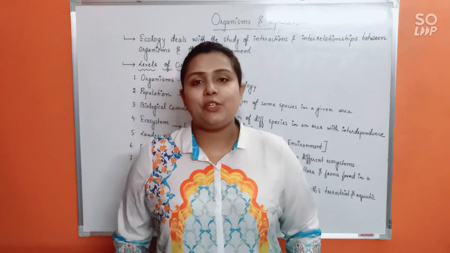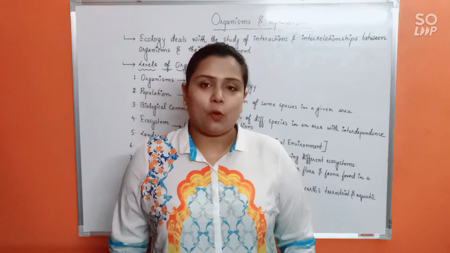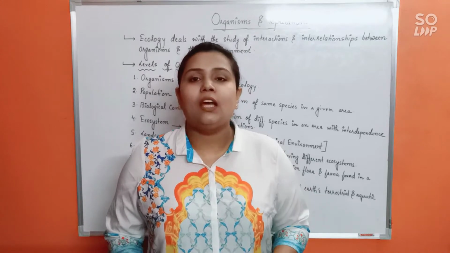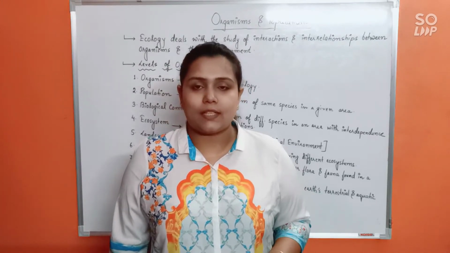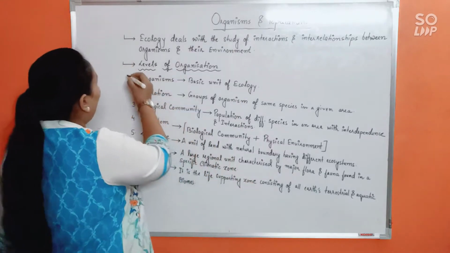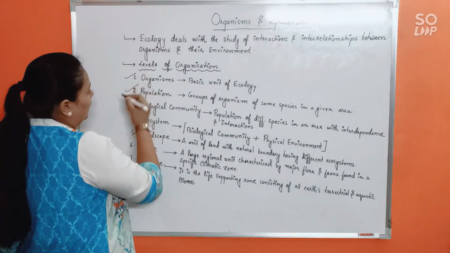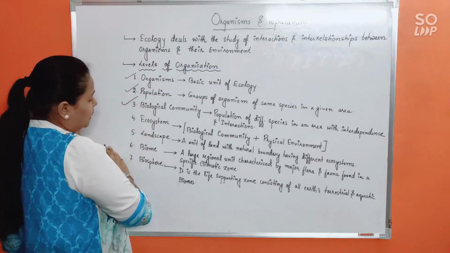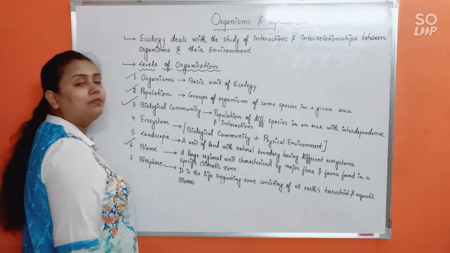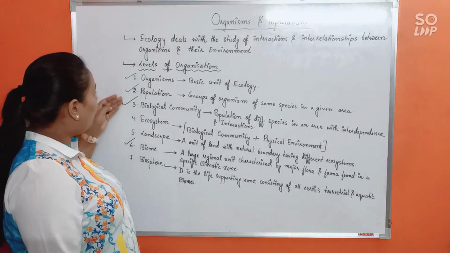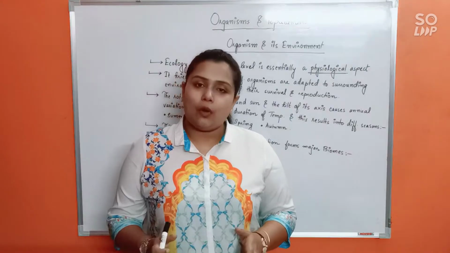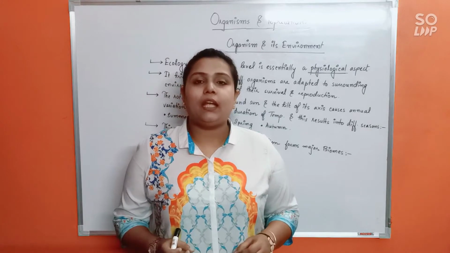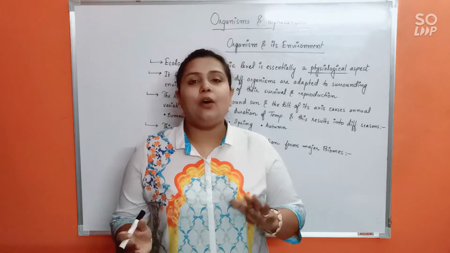Understood this? So now that you have learned about all the levels of organization under ecology, in this chapter mainly we are going to discuss 4 levels of organization, that is organisms, population, biological community and biomes. Alright, these are the 4 that we are going to discuss in detail in this chapter. So now let us discuss a little bit regarding organism and its environment, how they are related.